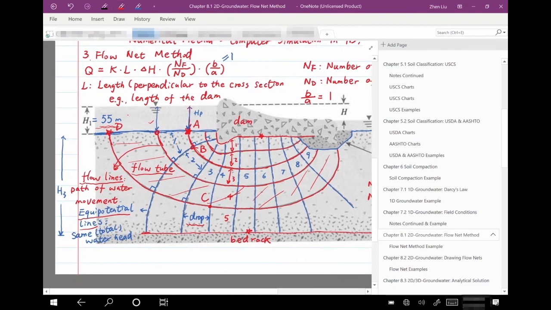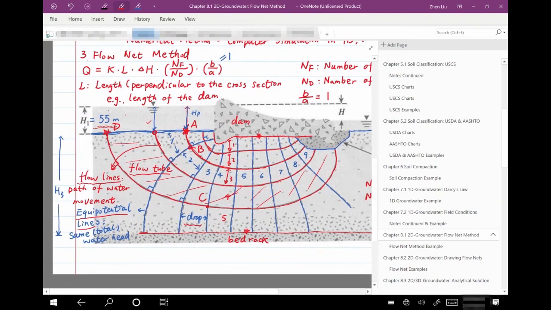And actually, you can do the calculation. It's the same. The water column above it and the distance from this point D to the datum, that's the bottom of the soil layer, the total should be the same. So the total head is also 155, the same as point A. From point D to point C, how many drops do we have here?